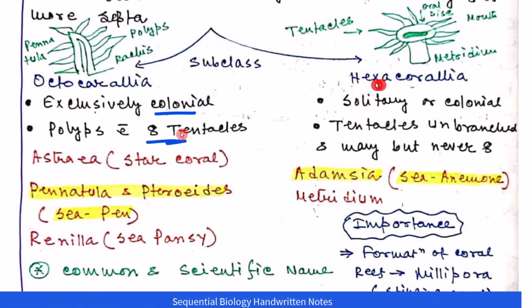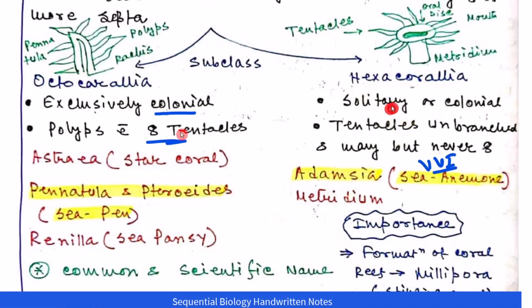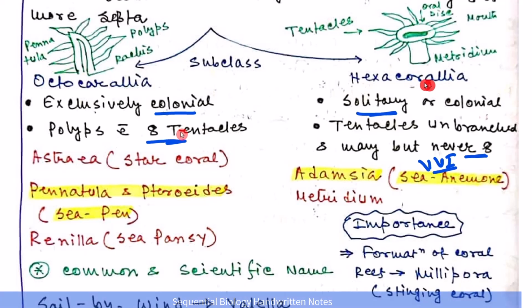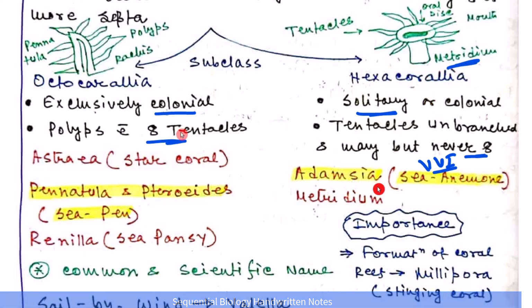And next is Hexacorallia. An example of Hexacorallia is Adamsia or the sea anemone. Very, very important: Adamsia or the sea anemone. And usually they are solitary. The tentacles are unbranched and many but never 8. So they are called Hexacorallia. And here you can see the oral disc and different types of tentacles. And this is also called Metridium, the sea anemone, or Adamsia.